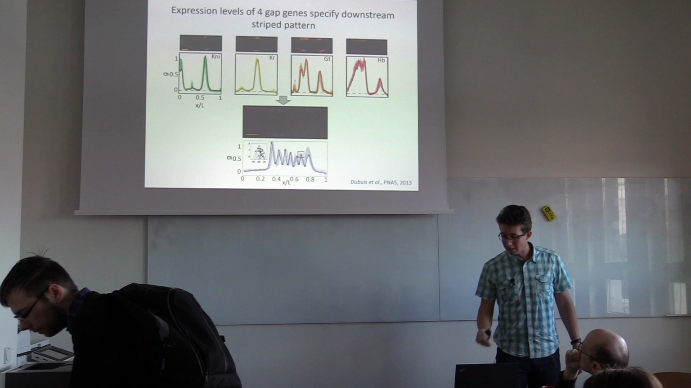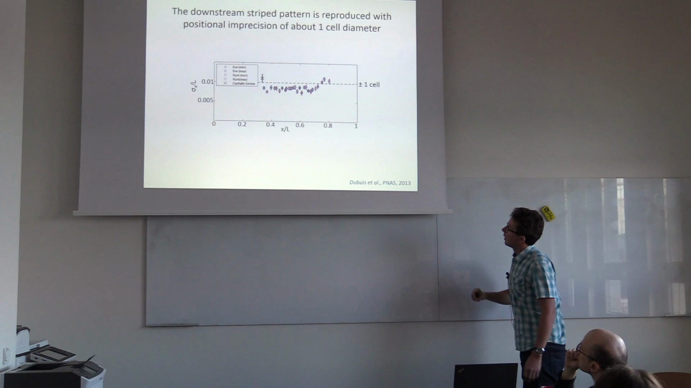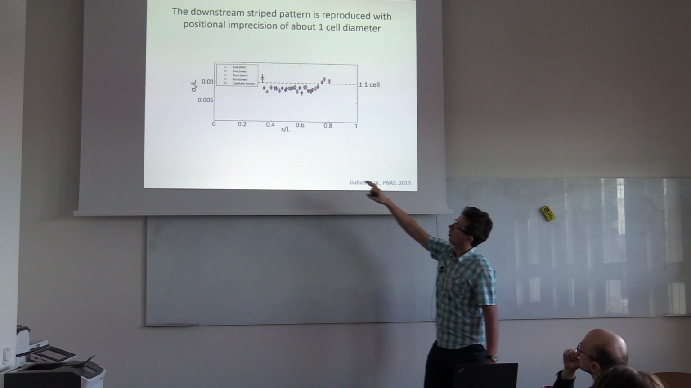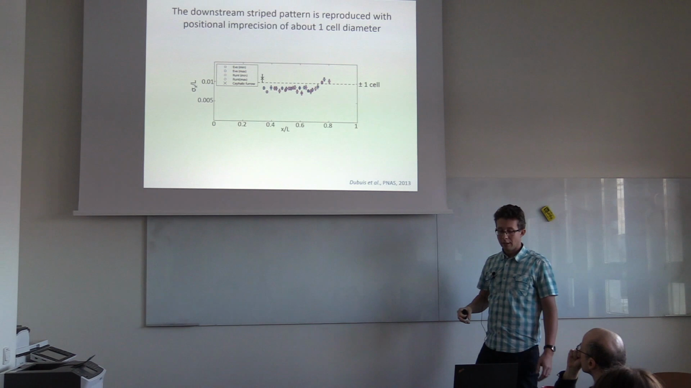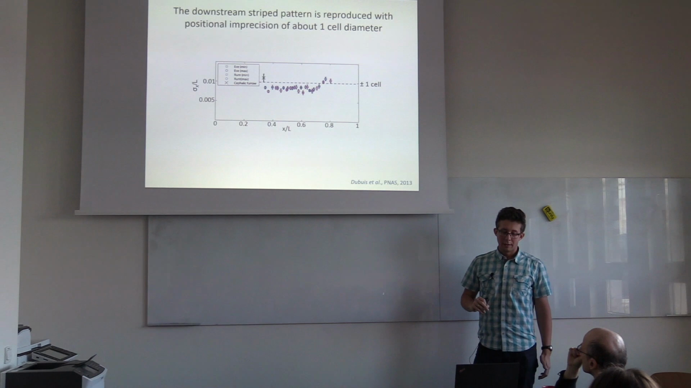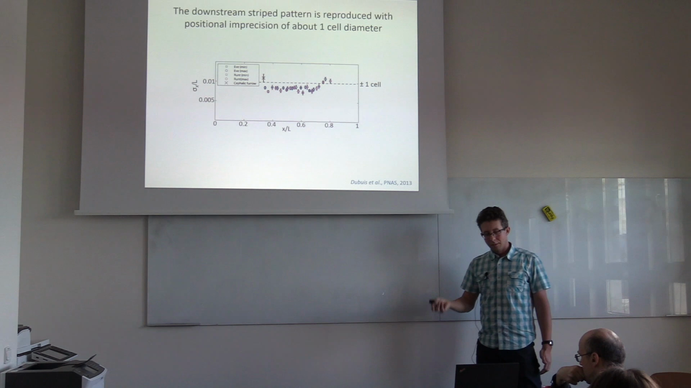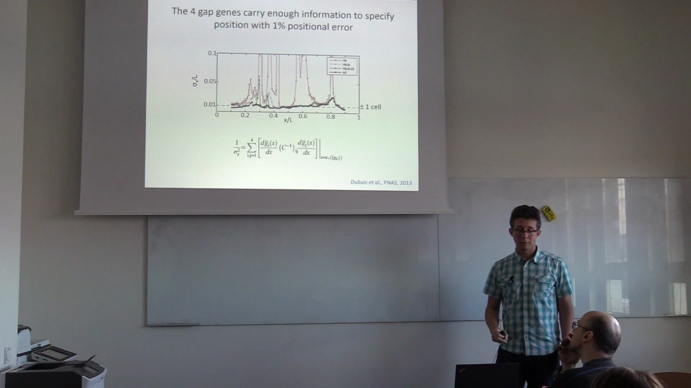And it turns out that this positional imprecision is on the order of one cell diameter. And this precision is maintained almost throughout the whole embryo here. In this range along the anterior-posterior axis, there are about 16 nuclei. So each of these nuclei is specified basically uniquely. And now there is a question: is the positional information conveyed in the input signal, the four gap genes, enough to specify the pattern with this precision? And it turns out the answer is yes, it is enough.